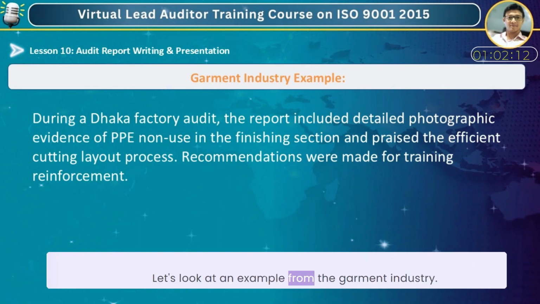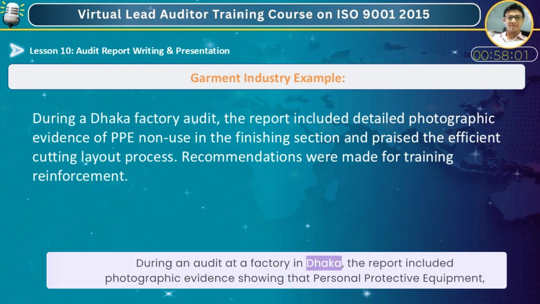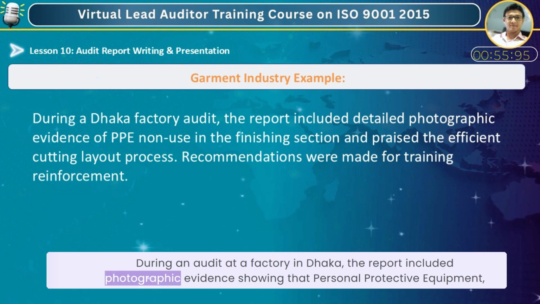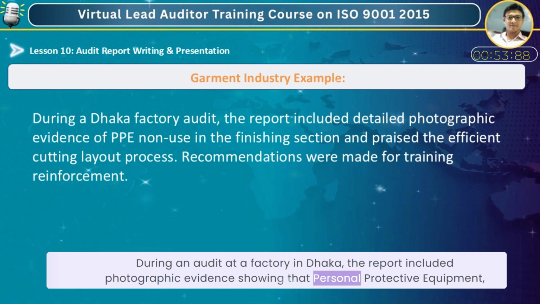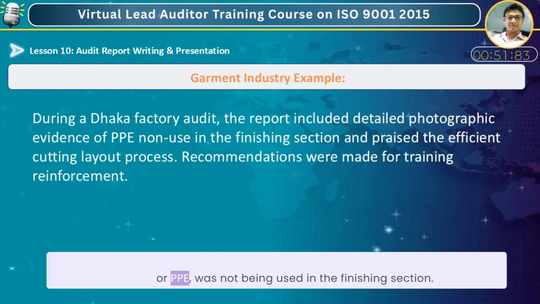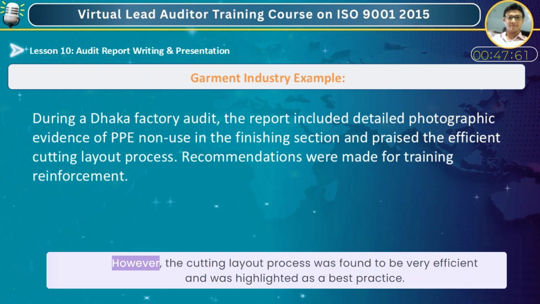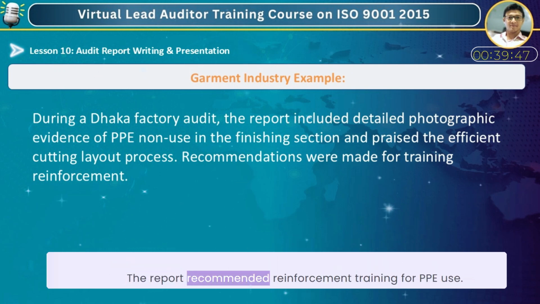Let's look at an example from the garment industry. During an audit at a factory in Dhaka, the report included photographic evidence showing that personal protective equipment, or PPE, was not being used in the finishing section. However, the cutting layout process was found to be very efficient and was highlighted as a best practice. The report recommended reinforcement training for PPE use.